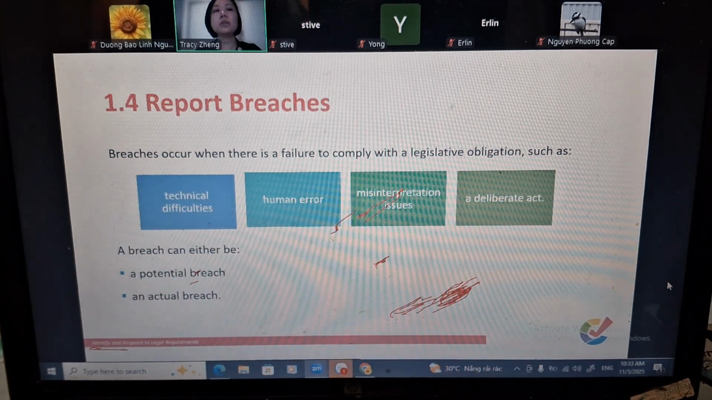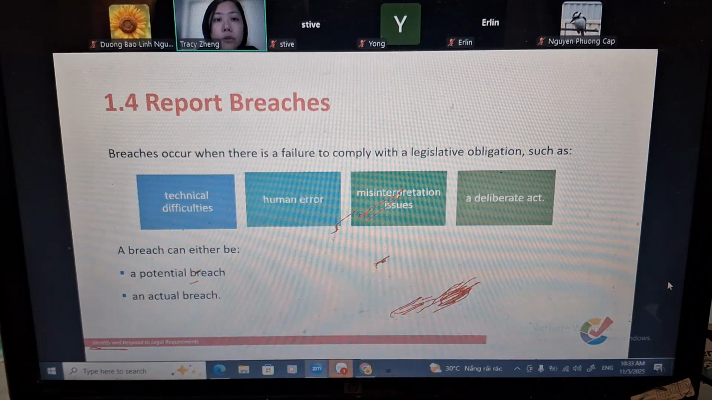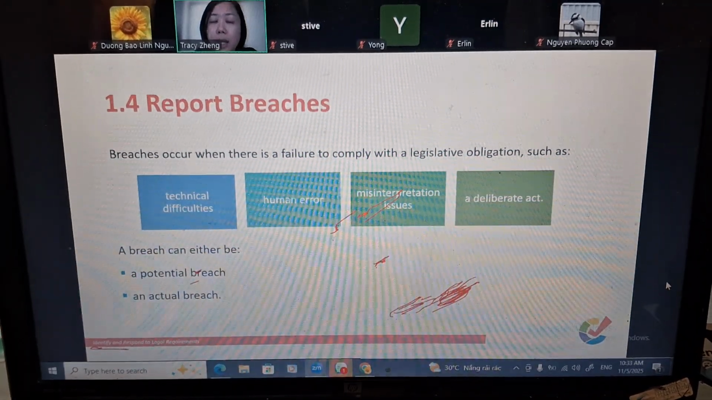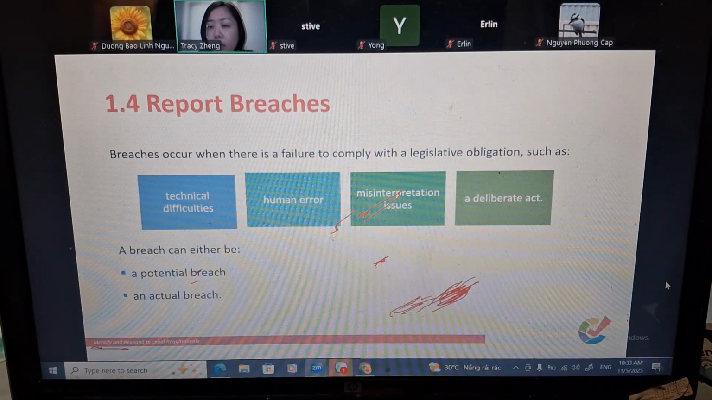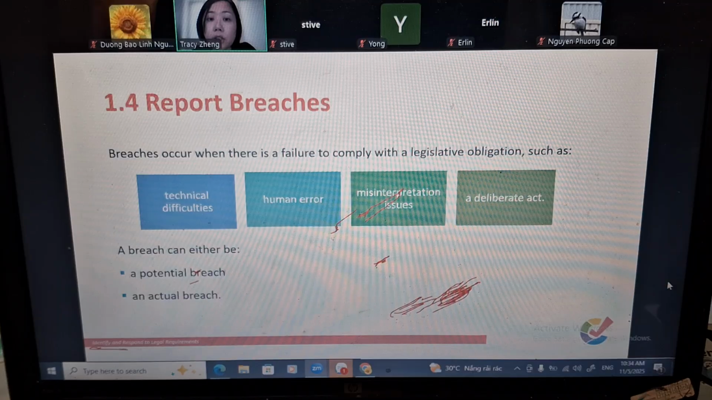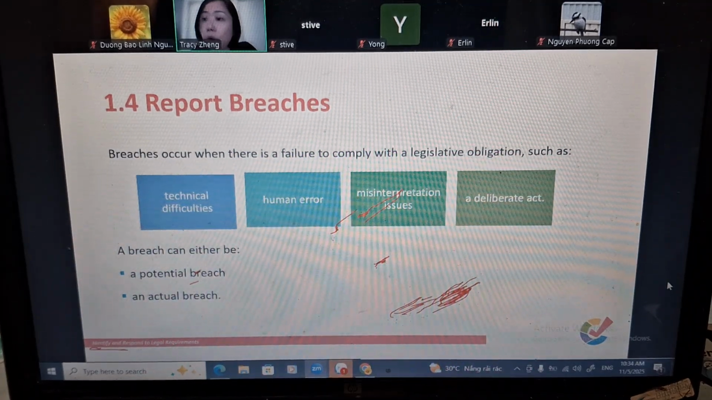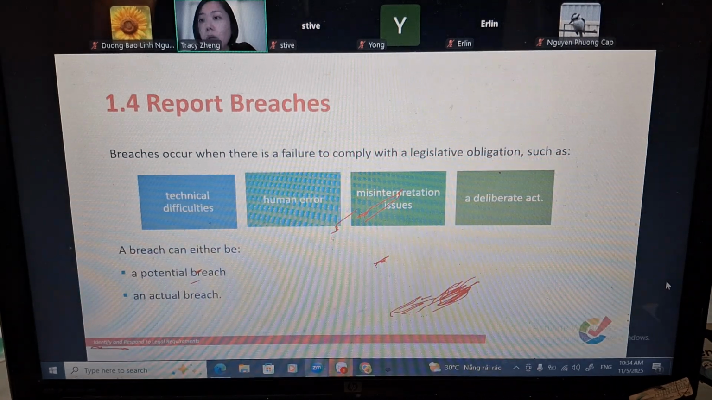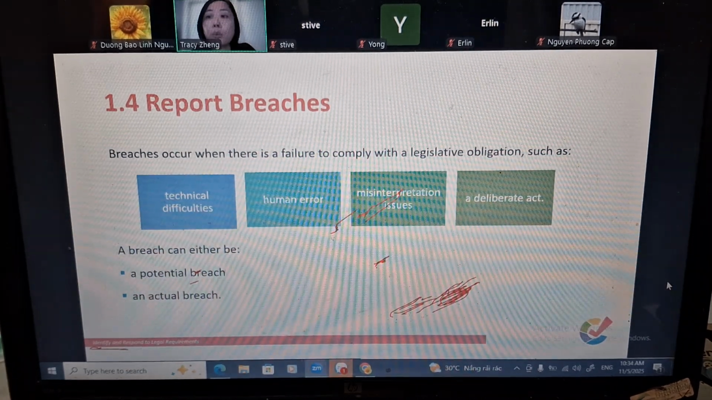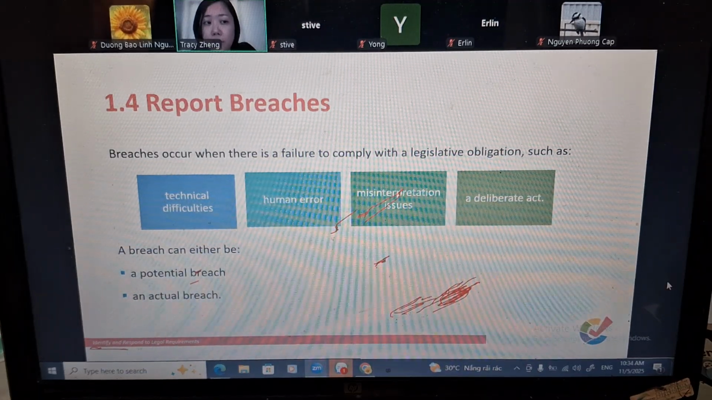So, firstly, you do need to understand what breaches mean. Breaches occur when there is a failure to comply with a legislative obligation. That means they failed to follow the legislation, or did not follow their legislative obligation. For example, if you fail to follow your duty of care, or fail to follow privacy and confidentiality, those are called breaches, right?